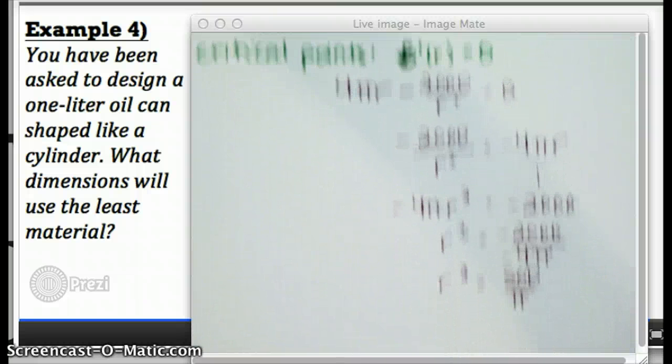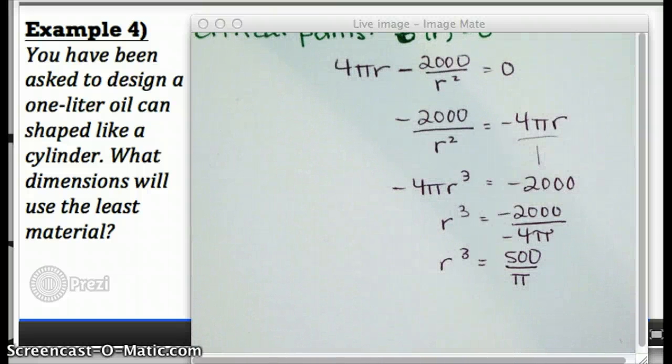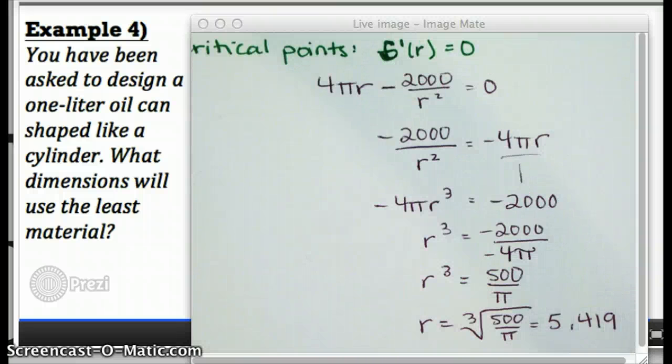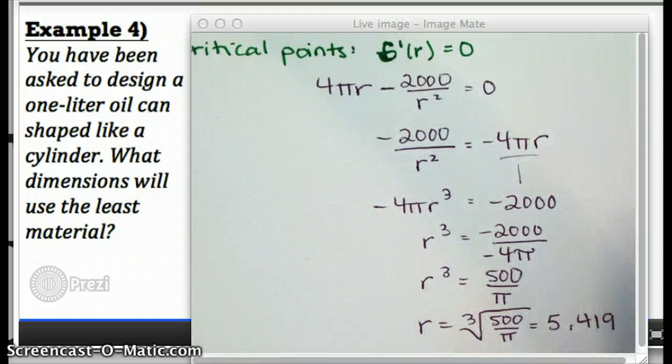Following the algebra out, I end up with r cubed equals 500 divided by pi, which is going to be an irrational number. To get r by itself, I take the cube root of both sides, which when I plug into my calculator gives me 5.419. And that should be the r value, the r value of the max or min of my surface area function. You should remember by now we're going to have to prove that it's actually a minimum.